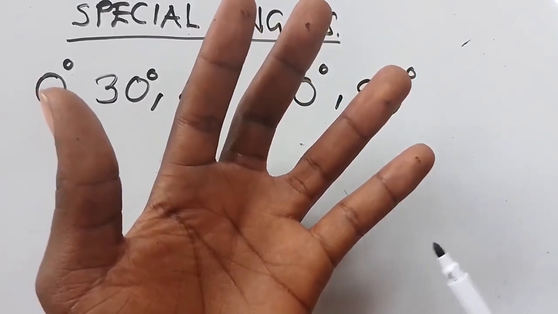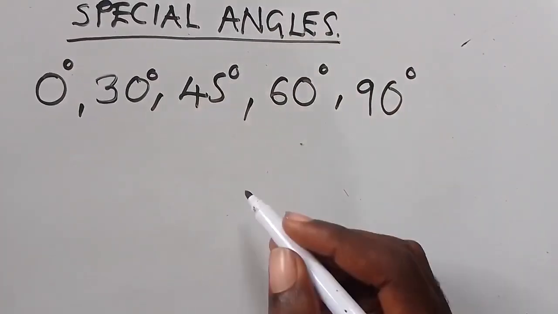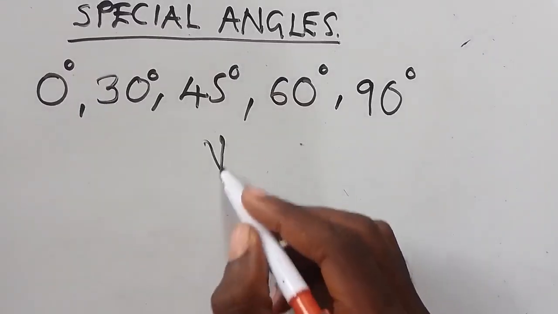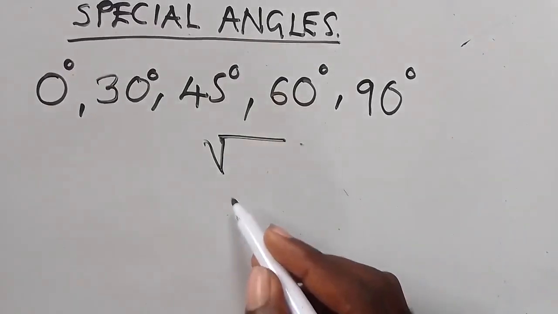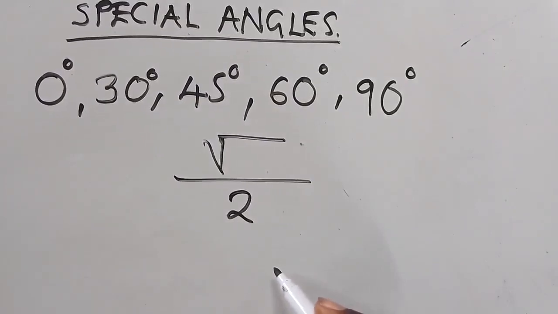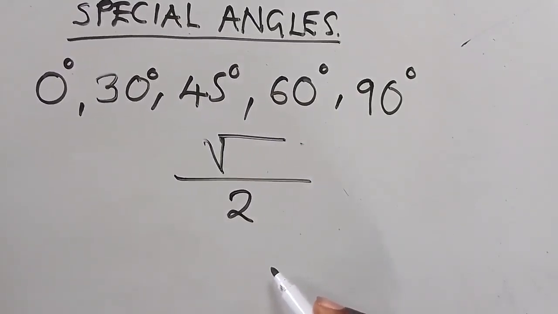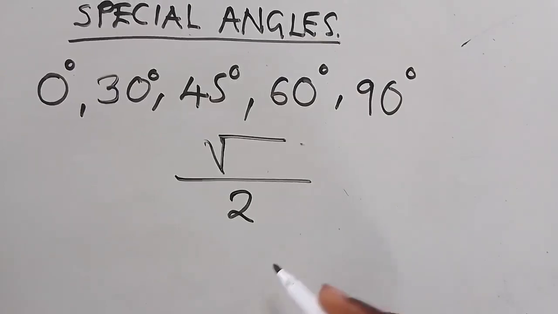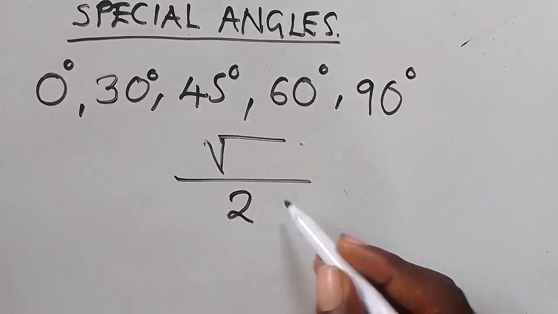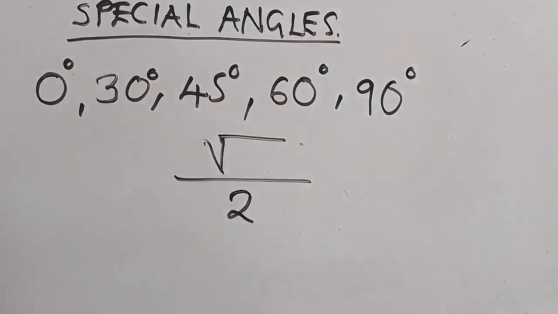Before we go, I want you to master this. The number on top, we'll be putting the root like this, then over 2. So this is what we are going to be doing. Any number on top that we get, we just say square root of that same number, then over 2. This is very simple. So let us work together.